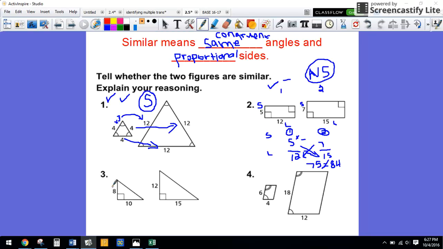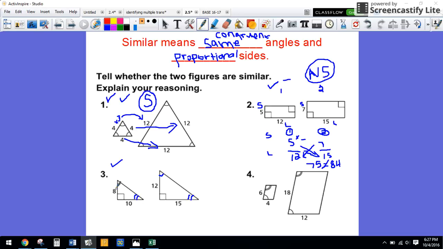Okay, coming down here to number 3. Again, I see that I've got right angles. These aren't identified with arcs, but I can tell that this angle and this angle are congruent just by looking at it, and that this angle and this angle are congruent. So I can give myself 1 check mark.